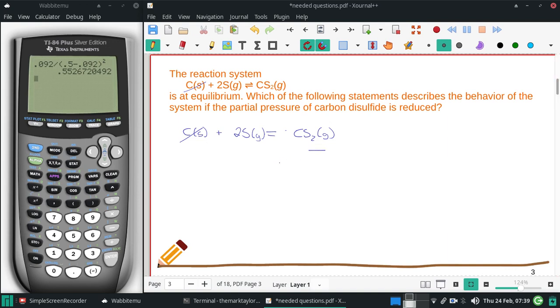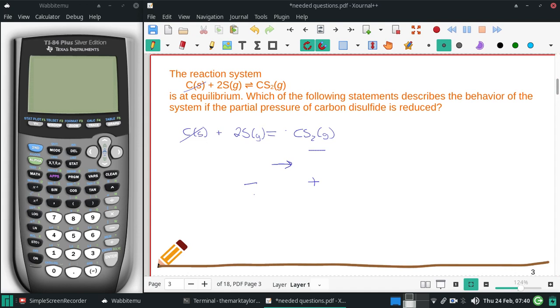Since we're reducing one of our reagents, Le Chatelier says we'll actually stress the system and cause the reaction to go towards the substance we removed. And since it's going towards the carbon disulfide, we would see the partial pressure of the carbon disulfide slowly increase again, and at the same time the sulfur will decrease.